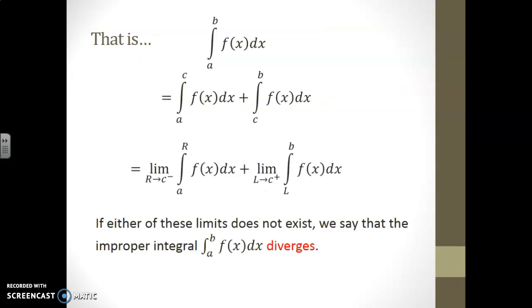In other words, for the integral a to c, as c is the problem value, we will stop short of it at some point r. In the second integral, since c is again the discontinuity, we will start to its right, so at a value to the right of it, and integrate from L to b, and then we'll move the boundaries. If either of these two limits does not exist, then the improper integral diverges.